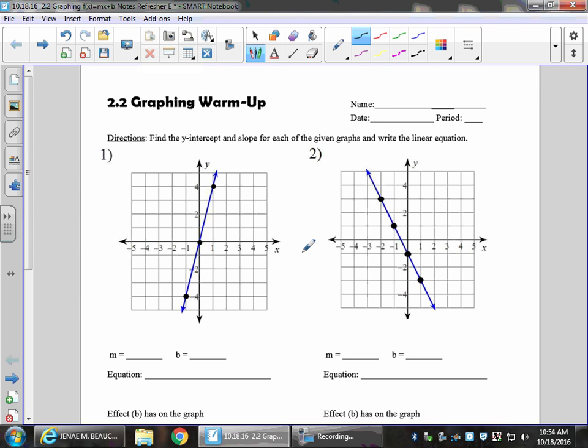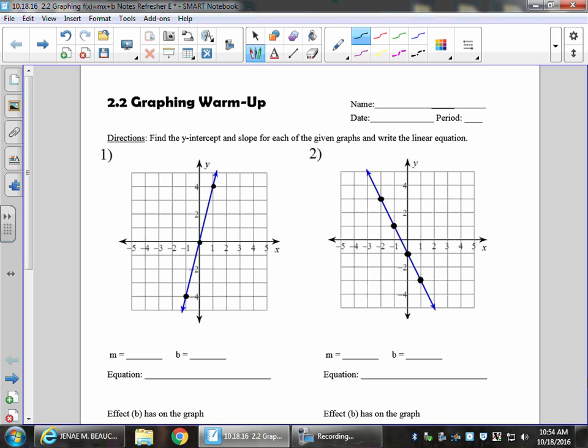Let's start a new section. If you notice, it says 2.2 at the top. So our objective on the whiteboard, far right, says that students will be able to recall all prior knowledge of writing linear equations in slope-intercept form as measured by today's notes.